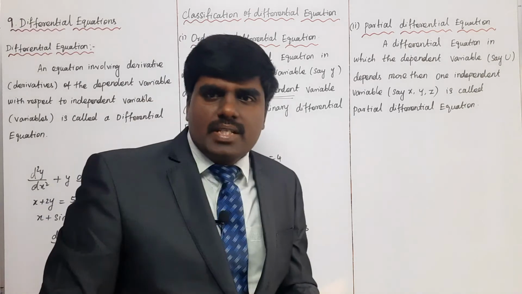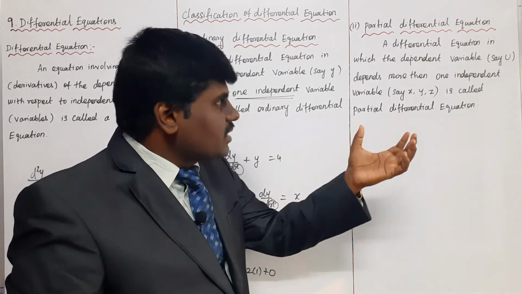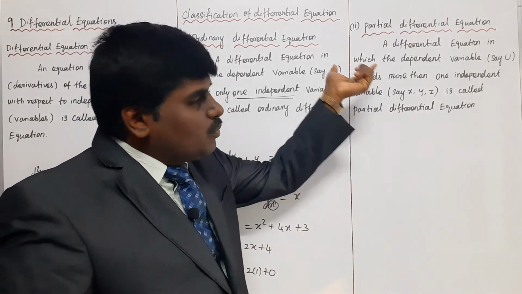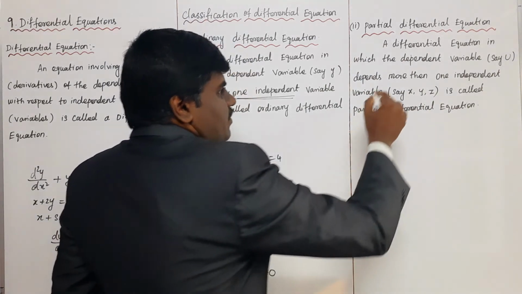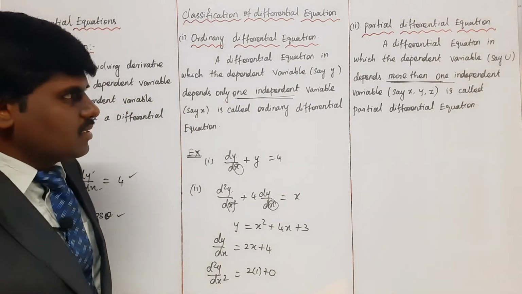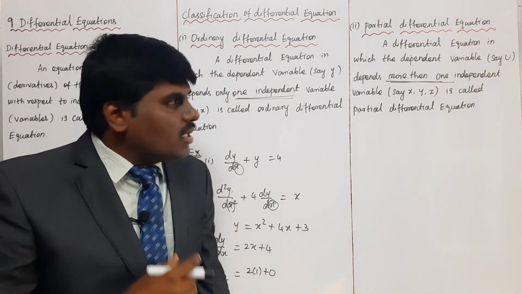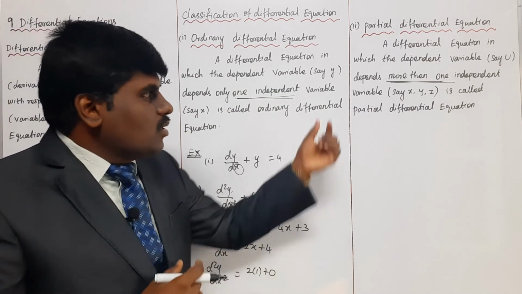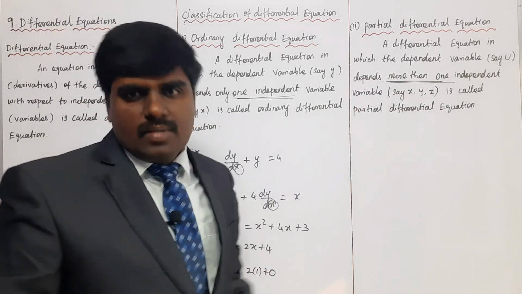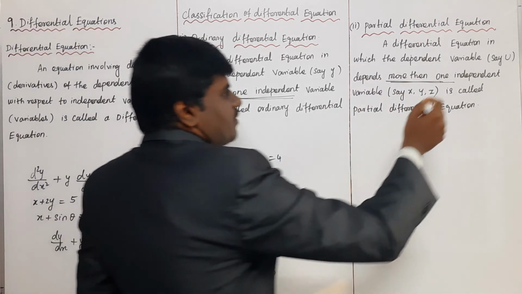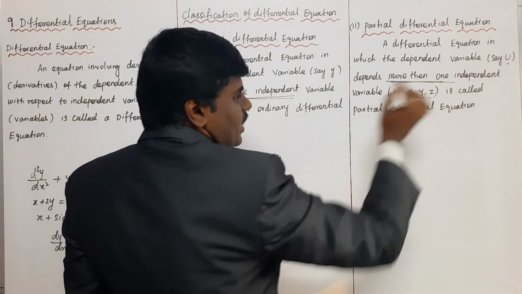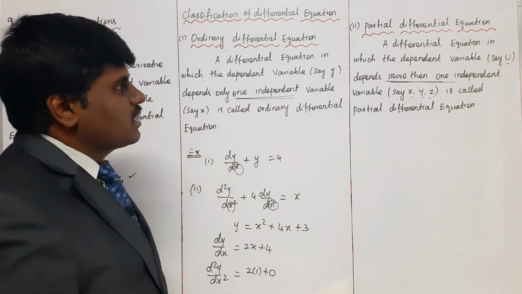What is the meaning of a partial differential equation? It is a differential equation in which the dependent variable depends on more than one independent variable. A dependent variable that depends on more than one independent variable is called a partial differential equation. Is that clear? So I will choose u as the dependent variable, and for more than one independent variable I will select x, y, z.